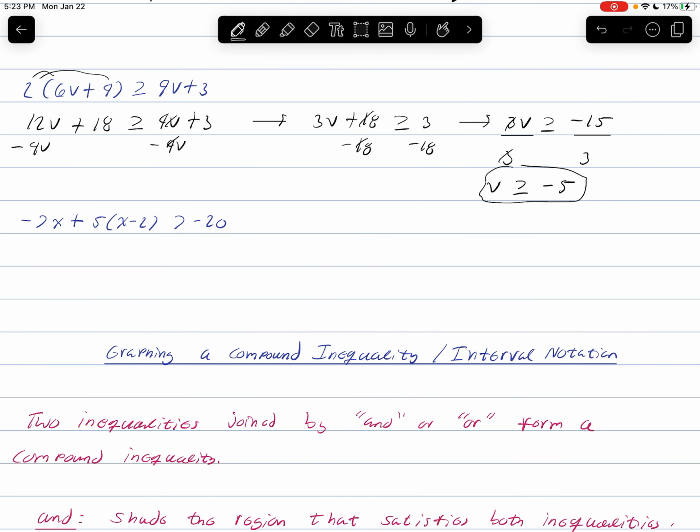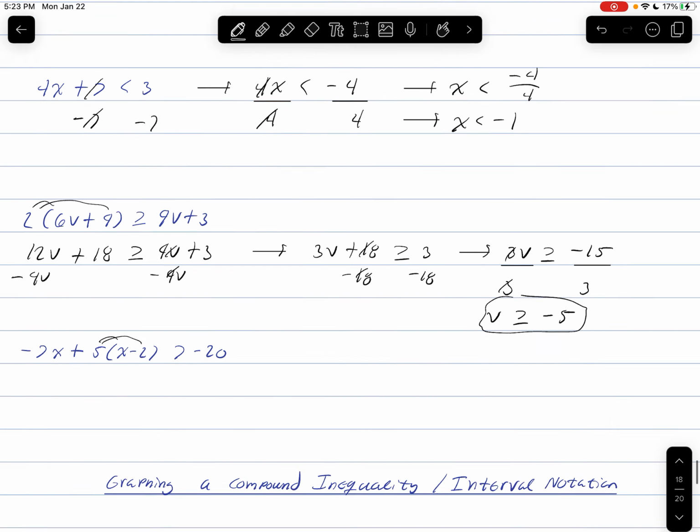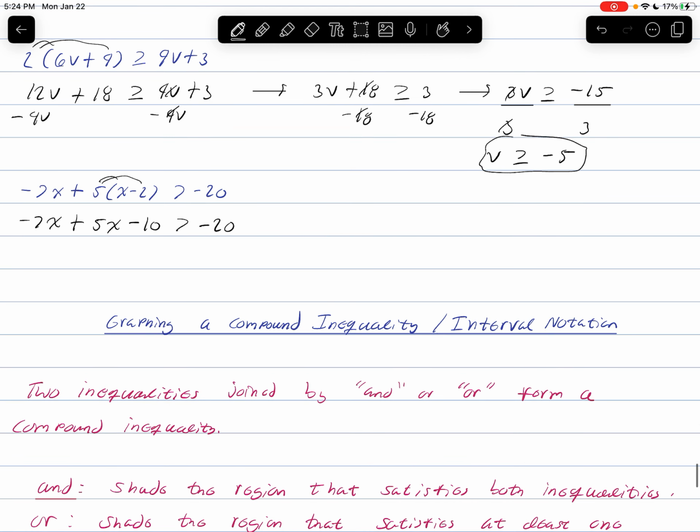Here we have negative 7x plus 5 times x minus 2 in parentheses is strictly greater than negative 20. Okay, so let's go ahead and start by distributing this 5 here. Okay, start by distributing this 5. So with that, we're going to have negative 7x plus 5x minus 10 is strictly greater than negative 20.